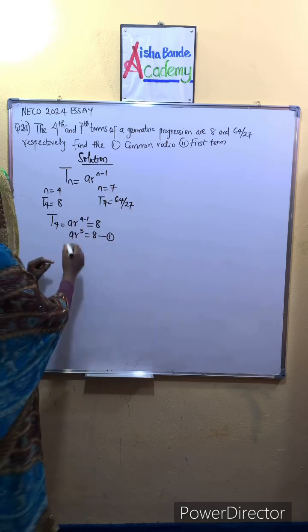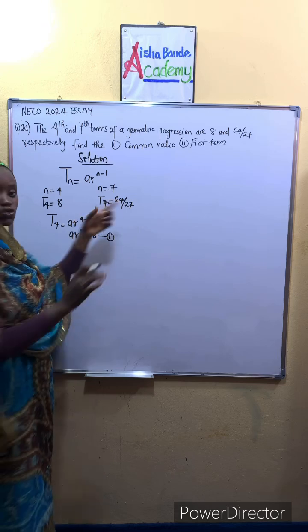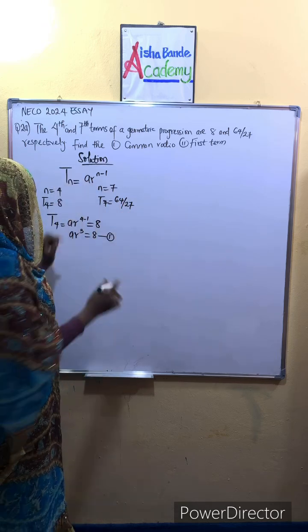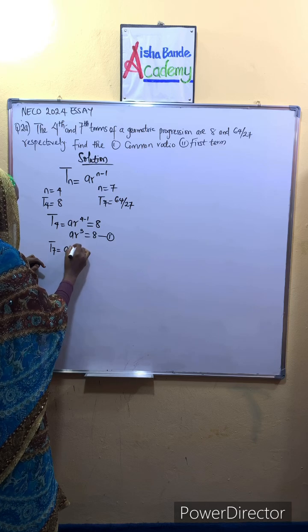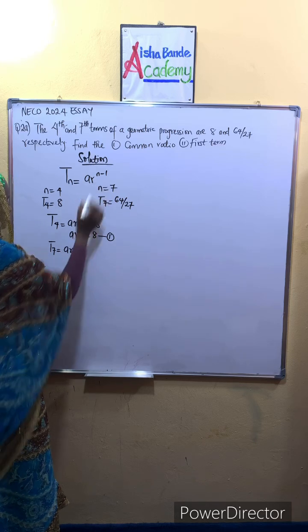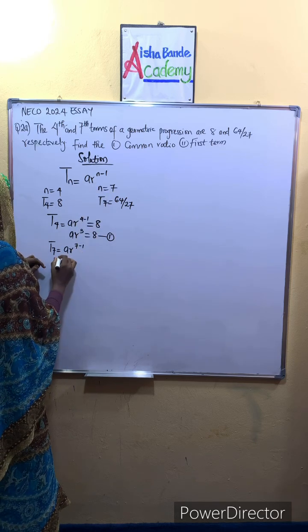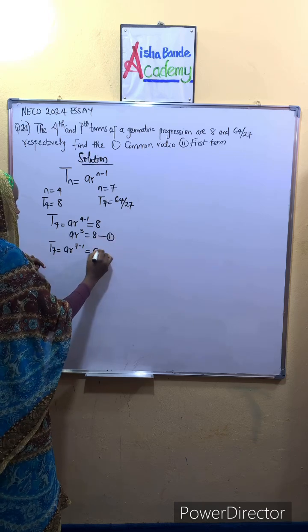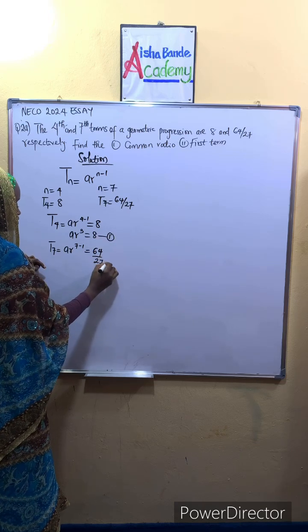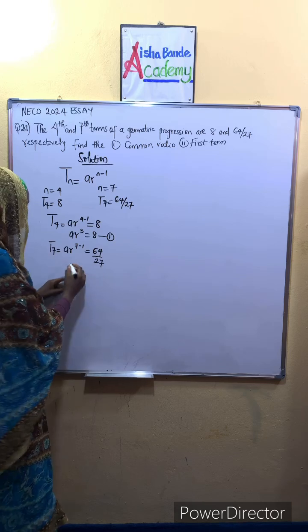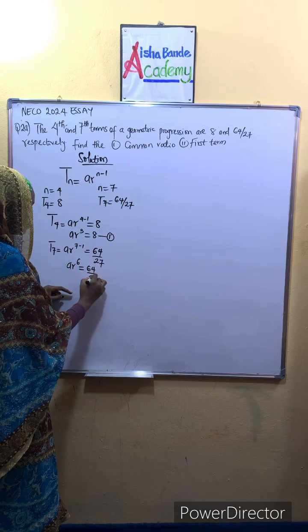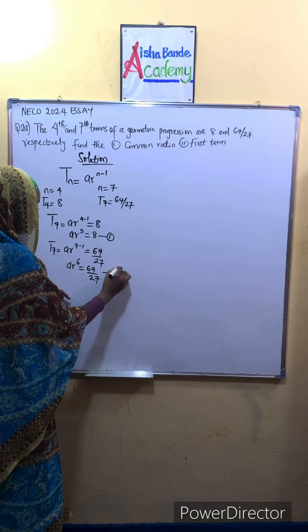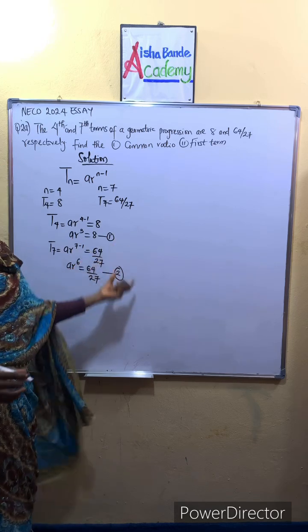For when n is equals to 7, we also substitute the values into this formula. So we have T7 is equal to ar raised to the power of 7 minus 1. That is the n here, which is 7. And T7 is 64 over 27. So we simplify this as well. We have ar to the power of 6 is equals to 64 over 27. So we call this equation 2. So we have two equations here now.